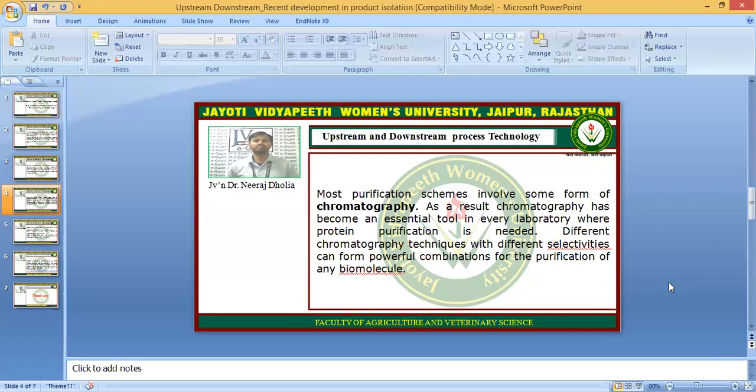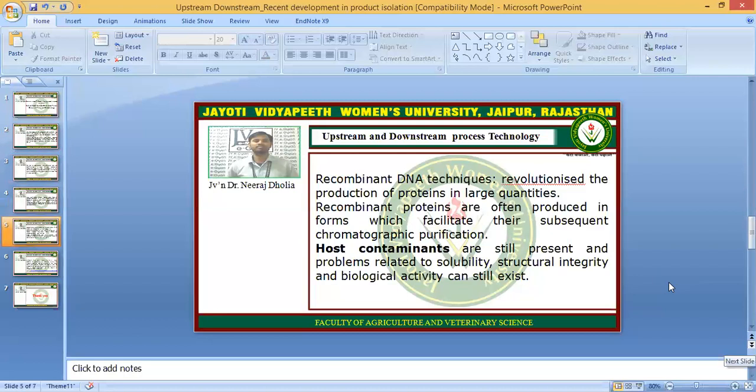So suppose a biomolecule has lesser purity with one chromatographic technique, then you can use a combination of chromatographic techniques. For example, in the first step you can isolate the biomolecules using ion exchange chromatography, then you can use the eluate further with affinity chromatography. So more than one chromatographic technique can be used to increase the purity of the product.